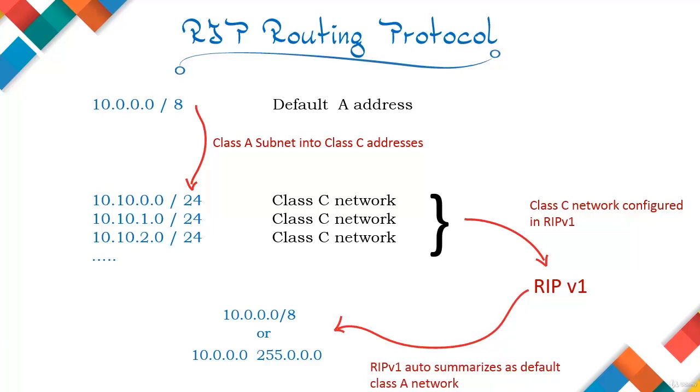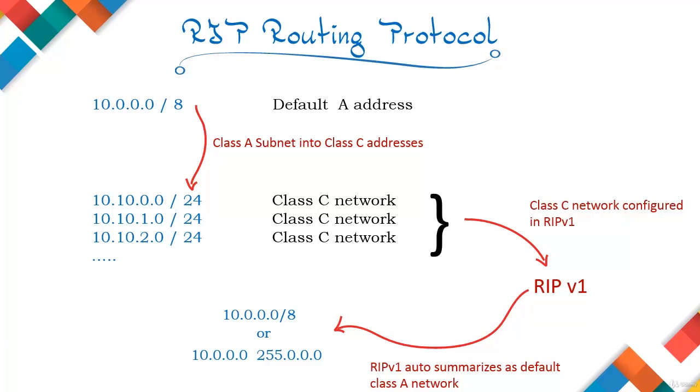I'll give you another example. Consider two networks actually. One is 10.10.1.0/24 and 10.10.2.0/24. These two networks are entirely two different networks because they belong to different subnets. But RIP 1 identifies it as a single class A address which is 10.0.0.0 and it forwards the routing information as a class A address. So RIP version 1 does not support variable length subnet mask or variable length subnetting.